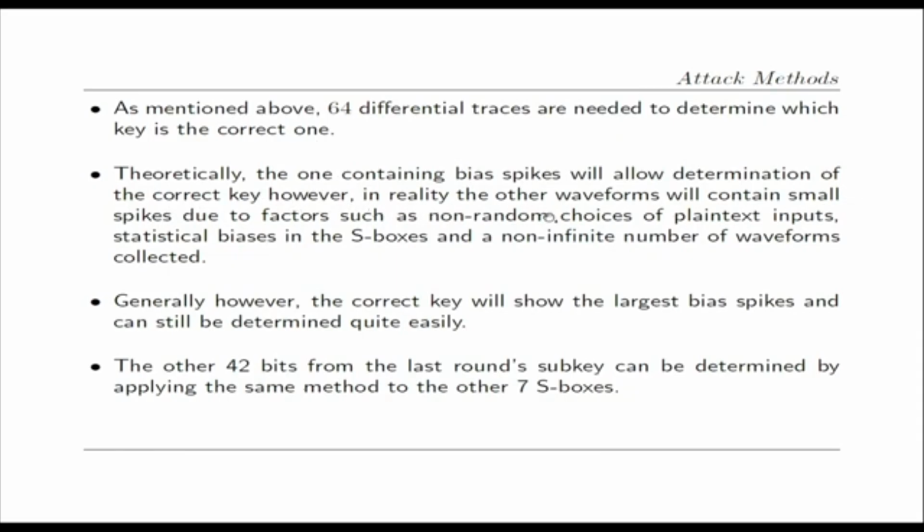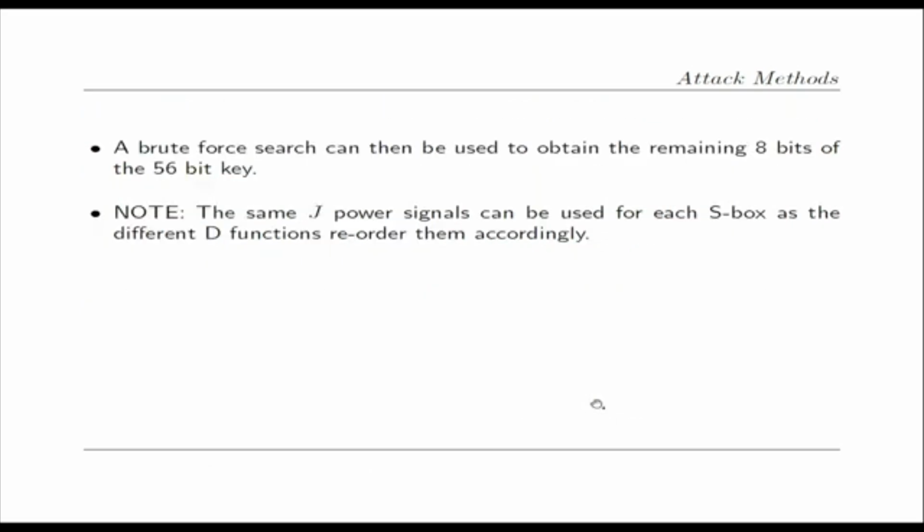However, in reality, the other waveforms will contain small spikes due to factors such as non-random noise in the choice of the plaintext, and some statistical bias in the S box. This may affect our correct choice of the key. Generally, however, the correct key will show the largest bias spike, and that can still be determined quite easily. The other 42 bits of the last round sub key can be determined by applying the same method to the other 7 S boxes. So, this is the attack model.